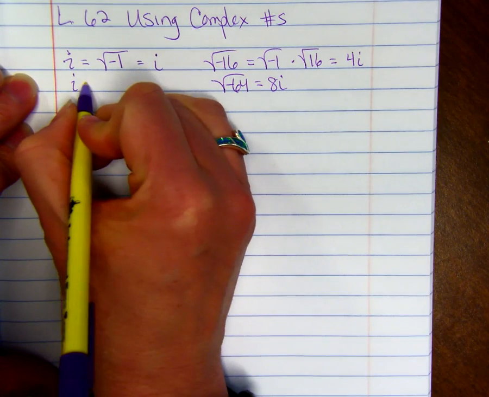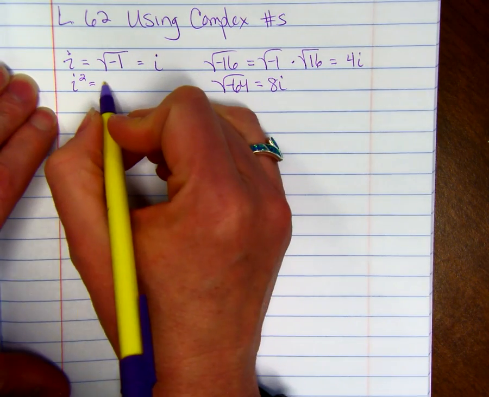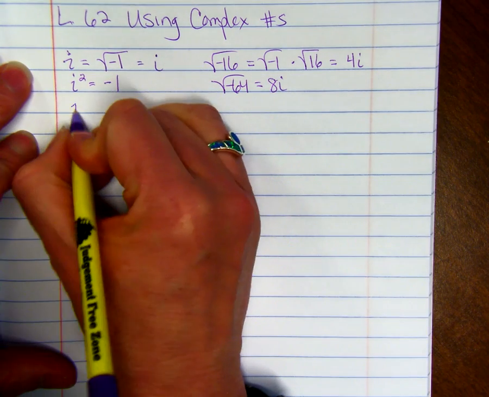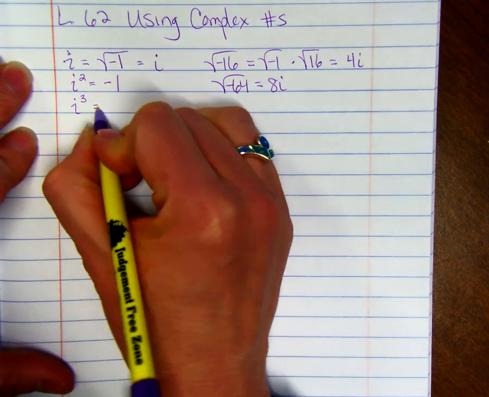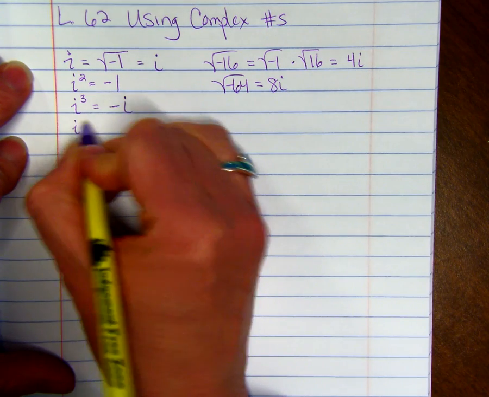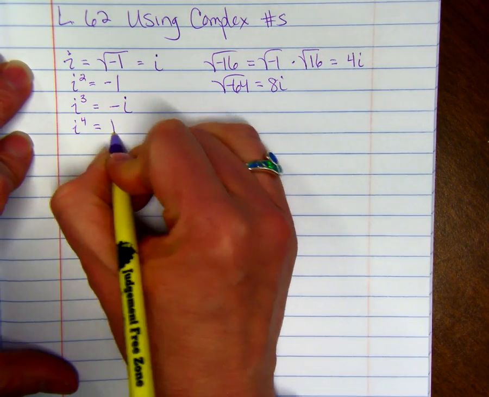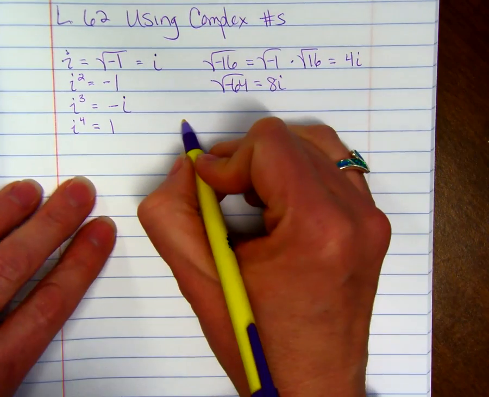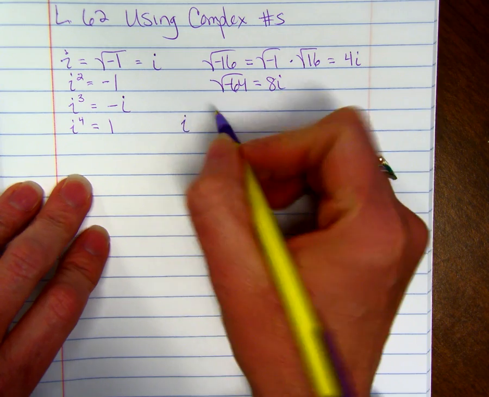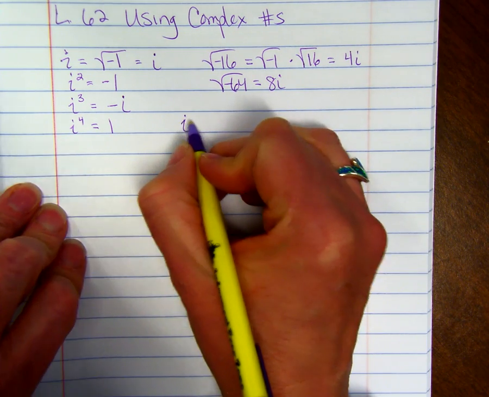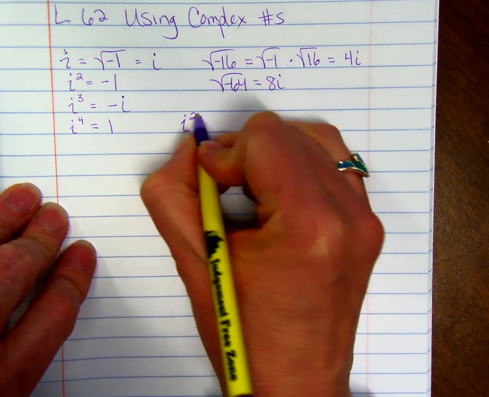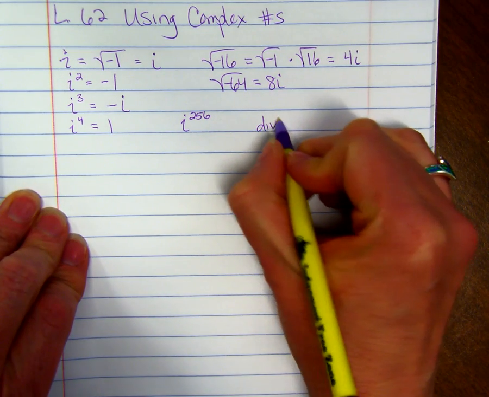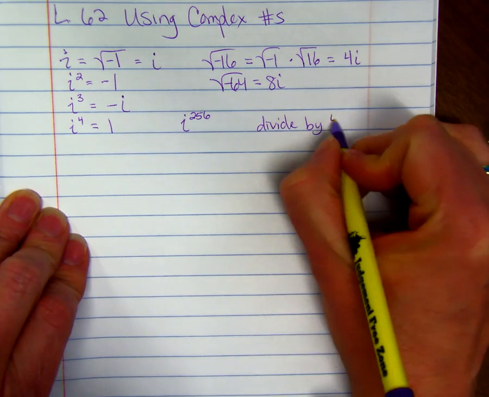If we had i squared, that's going to be equal to the square root of -1 times the square root of -1, which is just -1. And i cubed is equal to -i, and i to the 4th power is equal to 1. So if we want to figure out the value of i raised to a really big number, we divide that number by 4.